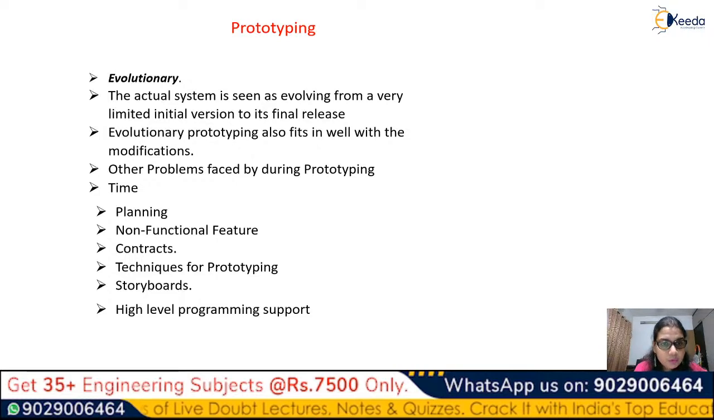So evolutionary prototyping fits well with modification. Every time a modification is needed, because of a change in the market, the customer or user is expected to change the requirements, and we have to cope with those changes. Evolutionary is, I think, one of the best practices, but let us see what problems it faces.